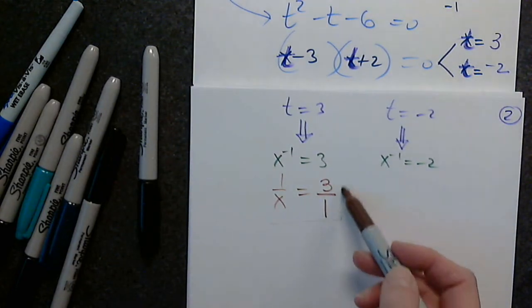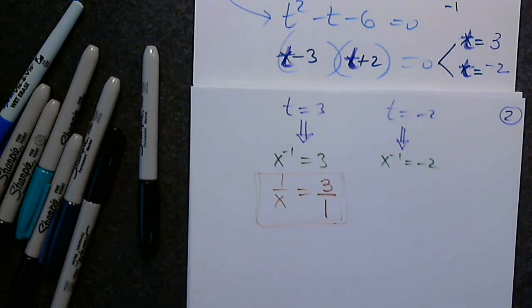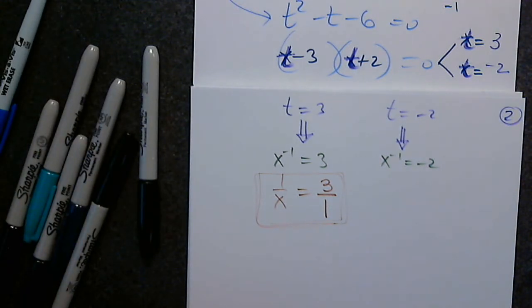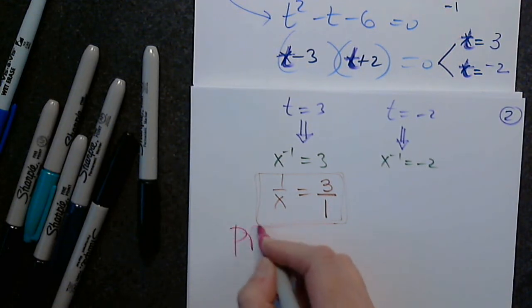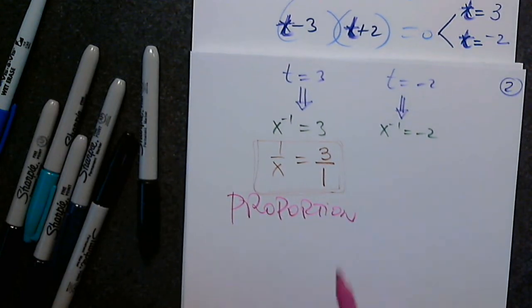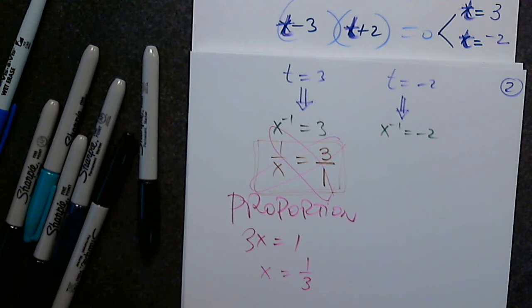And how do we call this? Very important. Two fractions equal to each other. How do we call this? Proportion. Very good. Very important to remember, because only in a proportion can we do what? Good. So 3x equals 1, x equals 1/3.